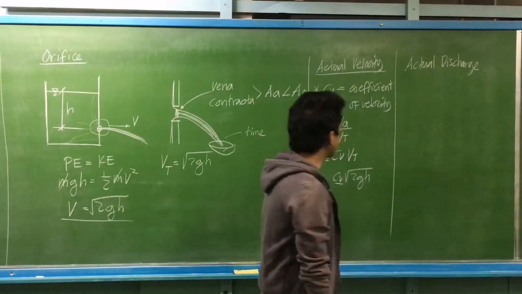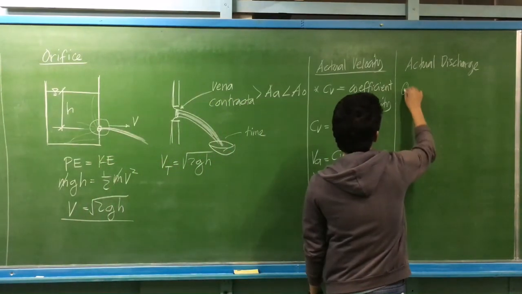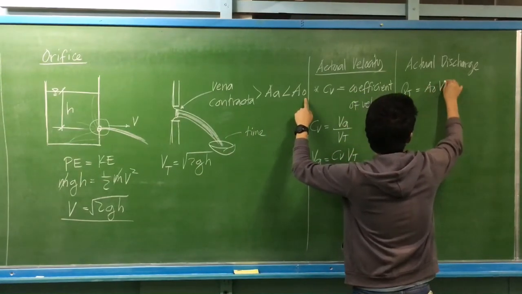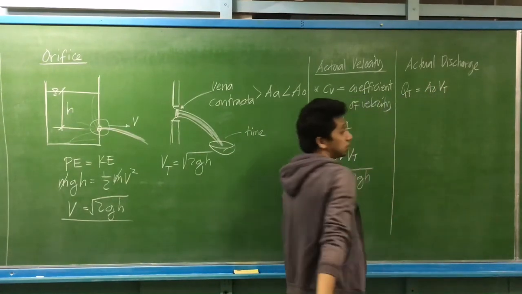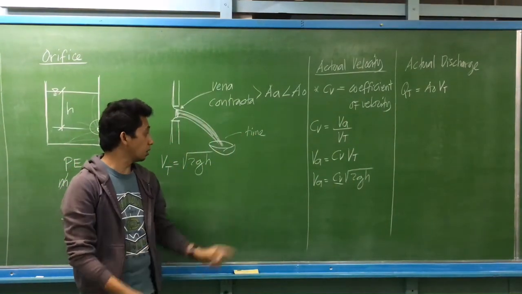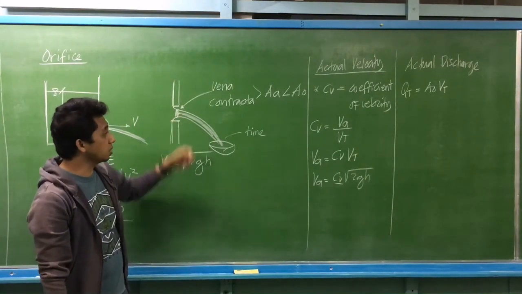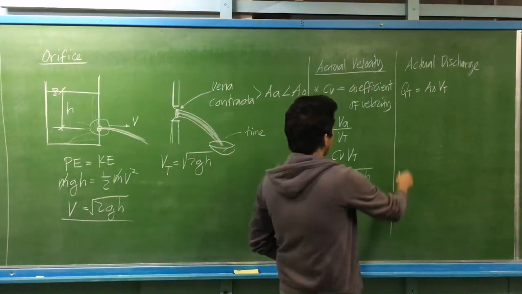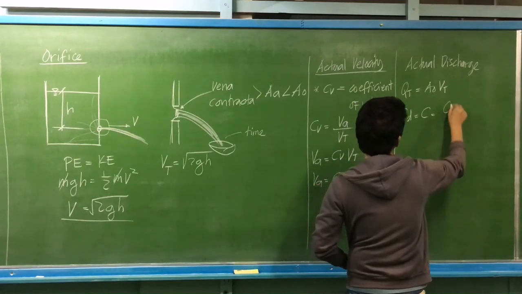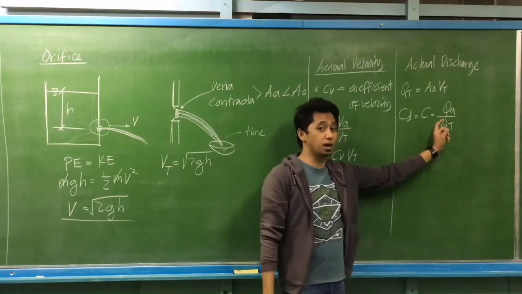Okay, so for actual discharge, pero paano ba kunin muna yung theoretical discharge? The theoretical discharge is the area of the orifice times the theoretical velocity. Okay? So, ganun pa rin. Discharge is equal to area times the velocity, and we are using the area of the orifice. So, again, we have C, or sa ibang reference, C sub D, the ratio of the actual discharge divided by the theoretical discharge.